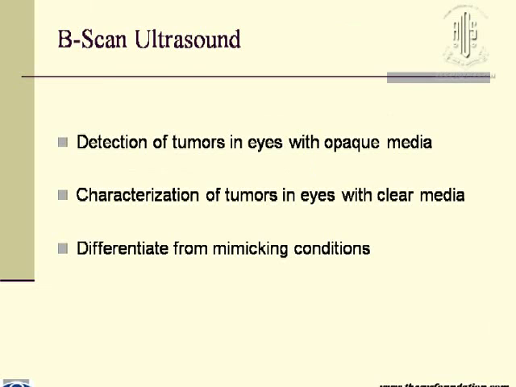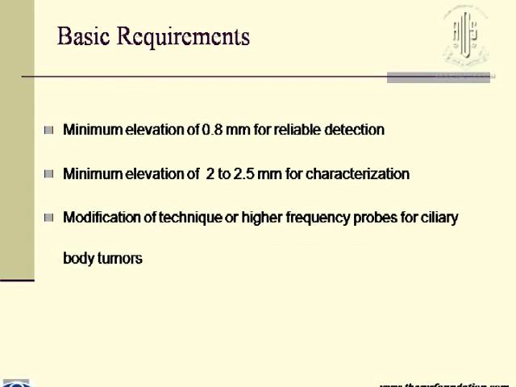B-scan ultrasonography is a very useful non-invasive imaging technique in the detection of tumors in eyes with opaque media, for characterization of tumors in eyes with clear media, and finally to differentiate tumors from mimicking conditions. But before ultrasound can be used, there have to be certain prerequisites.